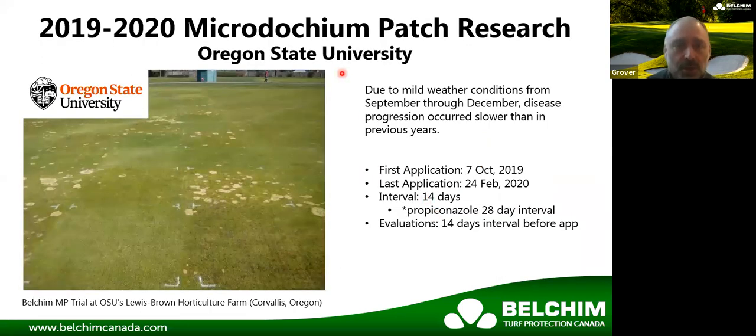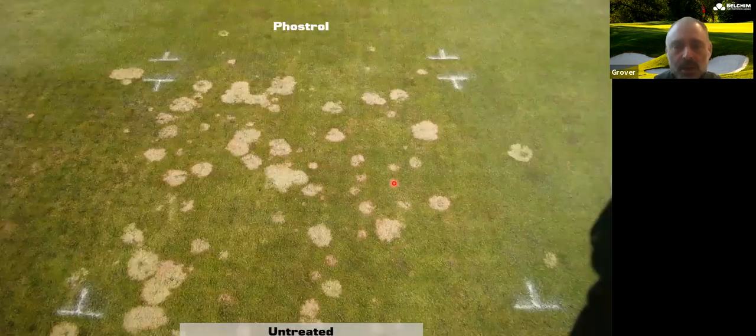But just want to show you some pictures from our microdochium patch research we did at Oregon State. And if you want to do any microdochium patch research, it's got to be done at Oregon State. They would be like the center of the universe for microdochium patch research. But applications made in October, going on through February, applied biweekly. Propiconazole was used as an industry standard to check, and evaluations made every 14 days. So here's the untreated, just to give you an idea of the pressure that we saw throughout that trial.